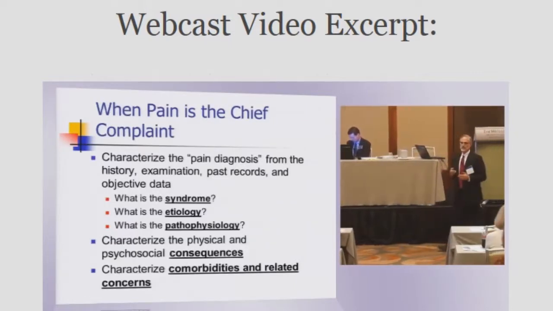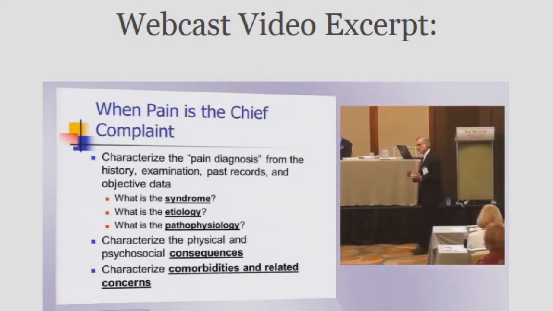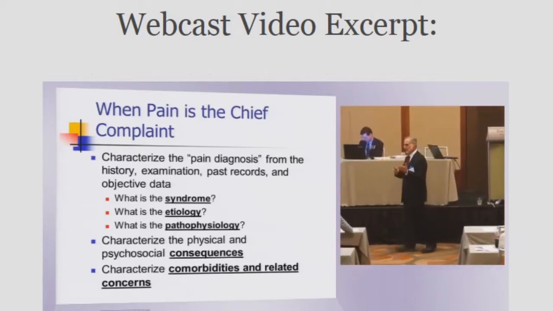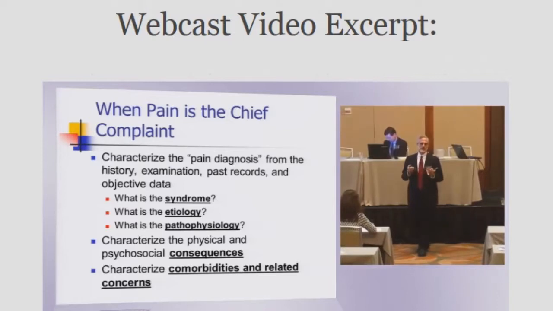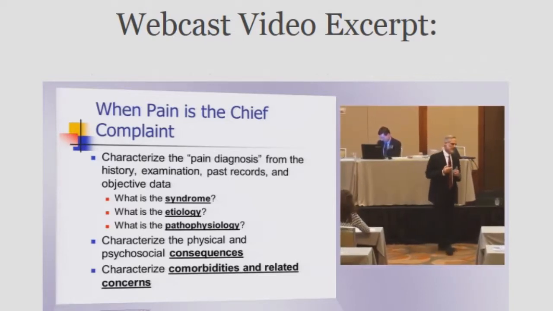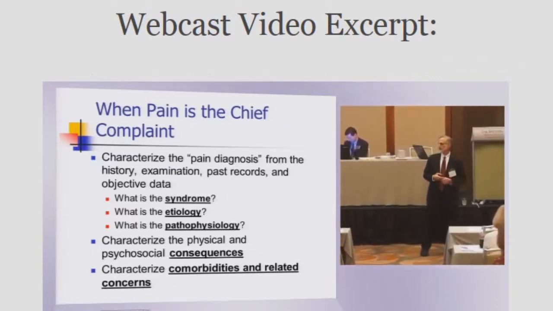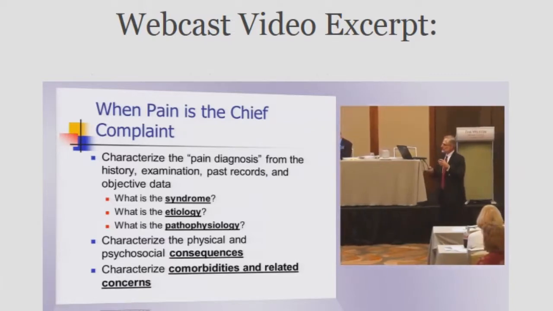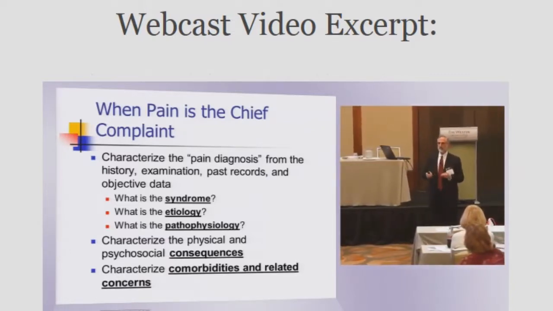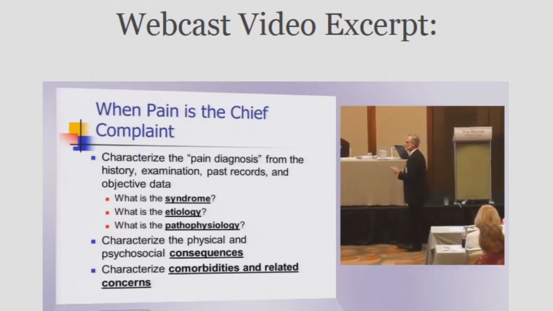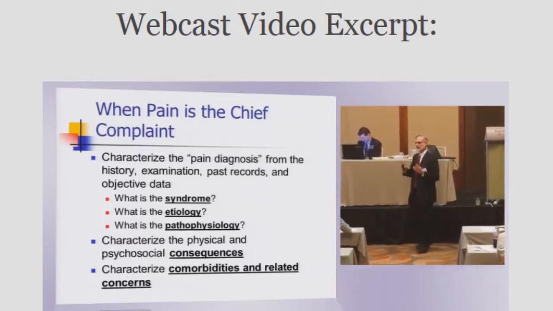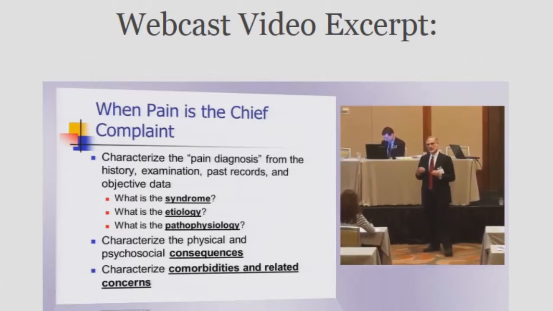So how do you assess pain? Well, as I mentioned before, there are a variety of factors that all of you know how to assess, things like intensity or the temporal relationships, the quality. But what I would suggest to you is that there's an objective to that assessment, and the objective is to characterize the patient's pain in terms of three broad phenomena: the syndrome, the etiology, and the pathophysiology.